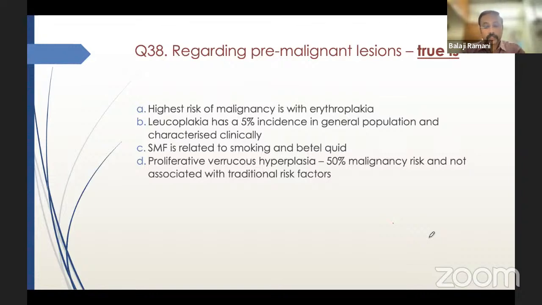So the answer will be, when you have risk of malignancy, it will be speckled leuko or erythroplakia, which will have the highest risk. And then you will have possibly erythroplakia, or it can be proliferative verrucous leukoplakia as well. Either of these two is going to be the second, and then least is going to be your leukoplakia. So that is the order in which it will come. Okay, right.